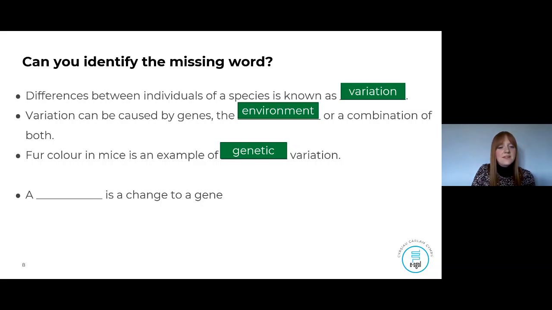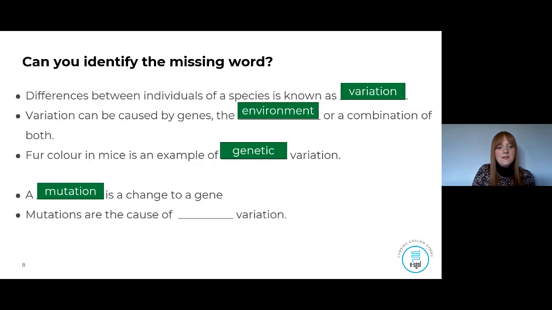A something is a change to a gene? What do we call it when a gene changes? A mutation. Okay, so a mutation is a change to a gene. Mutations are the cause of what type of variation? Okay, so we know that it's in genetic or environmental. So what type of variation would mutations be the cause of? Genetic. If you said genetic, well done.